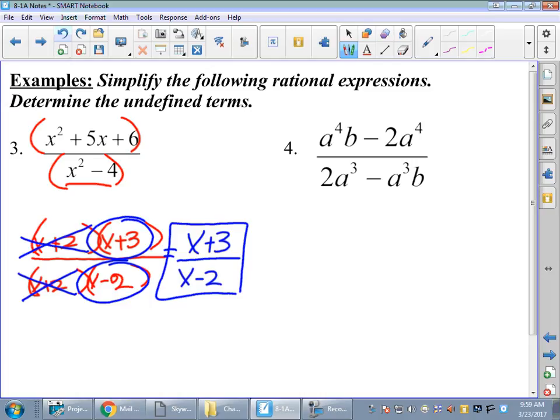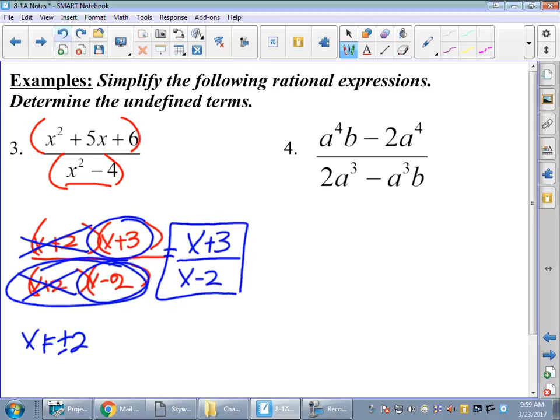Now, if you looked at the excluded values, x cannot equal positive 2 or -2 because those 2 values cannot be 0. X is allowed to be -3. That's in the numerator, and numerators are allowed to be 0.